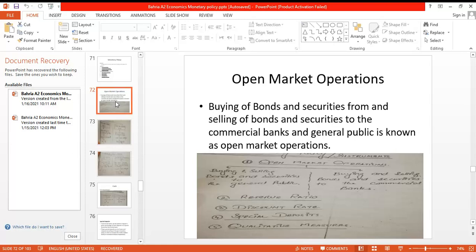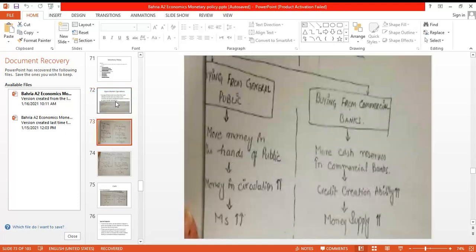Okay, so if the objective of the government is to reduce the money supply, it is going to sell bonds in open market operations. And if the objective is to increase the money supply, then the government is going to buy back the bonds, and that way it's going to put more money in the hands of the people. So please do keep in mind that this is a regularly used method.